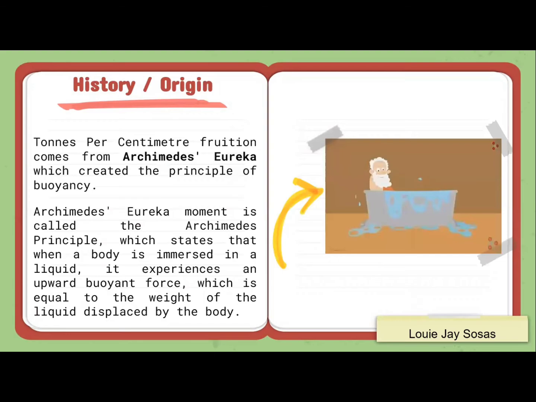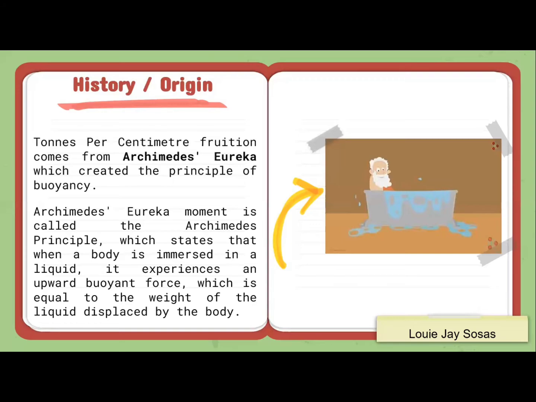At this juncture, let's now take a look at the origins of TPC. Tons per centimeter immersion comes from Archimedes' Eureka, which created the principle of buoyancy. If you can still remember, we are all familiar with this principle because it was already explained in the first year in the course called seamanship, if I'm not mistaken.